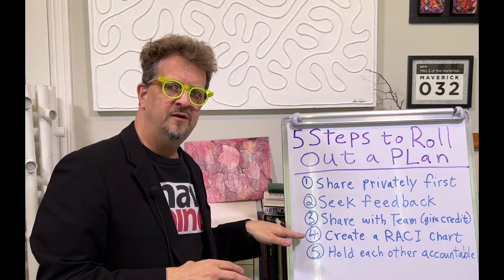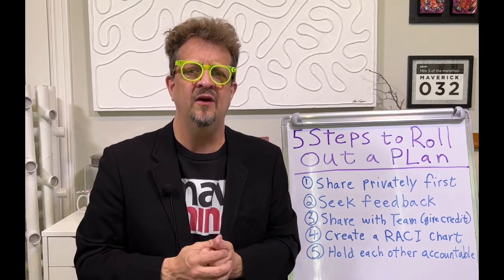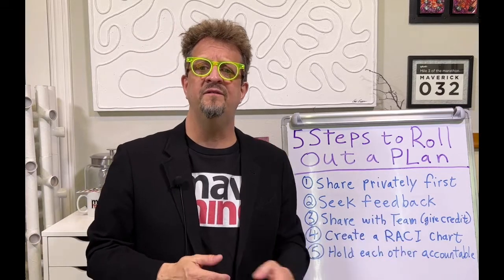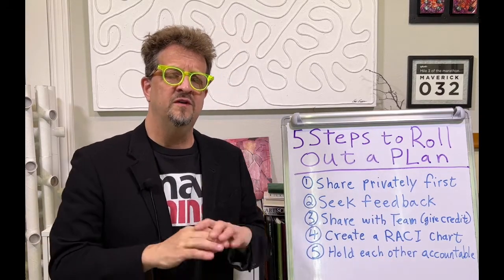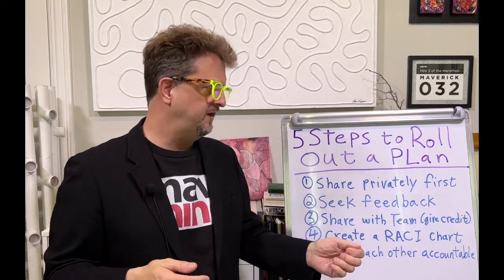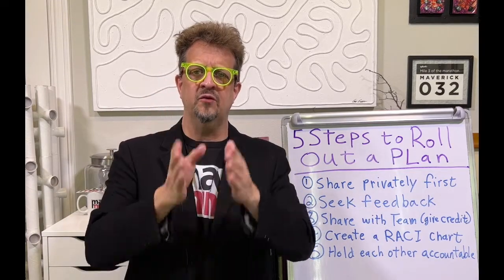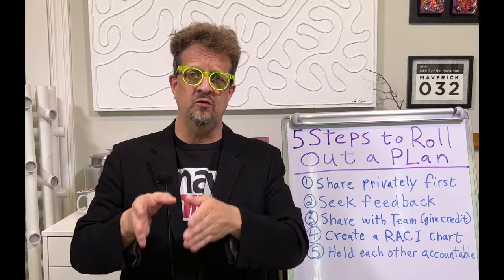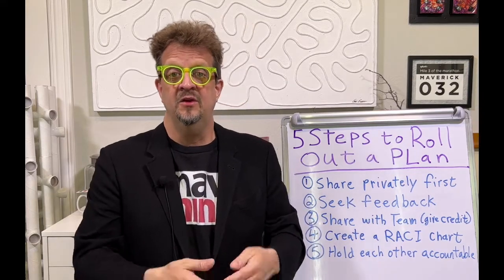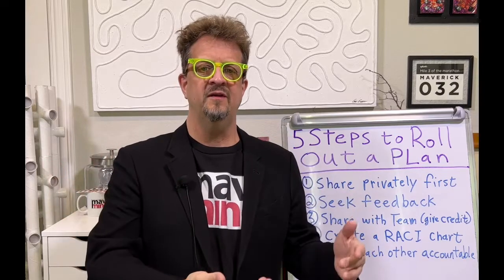Now, the fourth part here is you also want to create what's called a RACI, and it stands for responsible, accountable, consulted, and informed. So those are the four different communication roles that you have in any kind of plan that you roll out. It's actually a chart that you can make, a grid, where you're going to put the different roles as columns, each role that someone might have in the plan. It could be their roles in their job. It could be a role that you have specific to the project that you're rolling out the plan for.